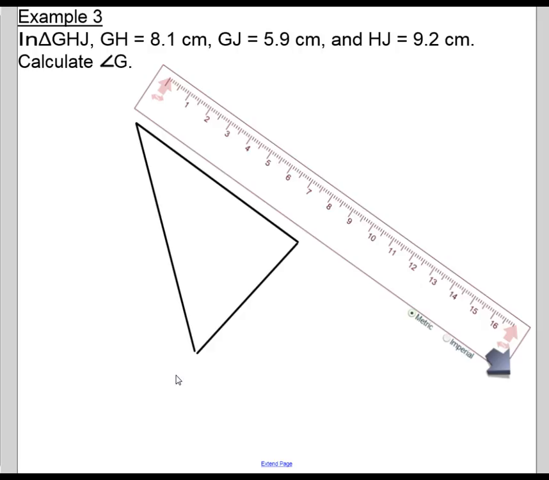At this point, I might suspect a right angle here, but you could check it by squaring this number, then squaring those two numbers and adding them. If the sums of the squares are equal, then it's a right triangle. If not, then it's not a right triangle. But that's not probably the best way to try to get at the angle.